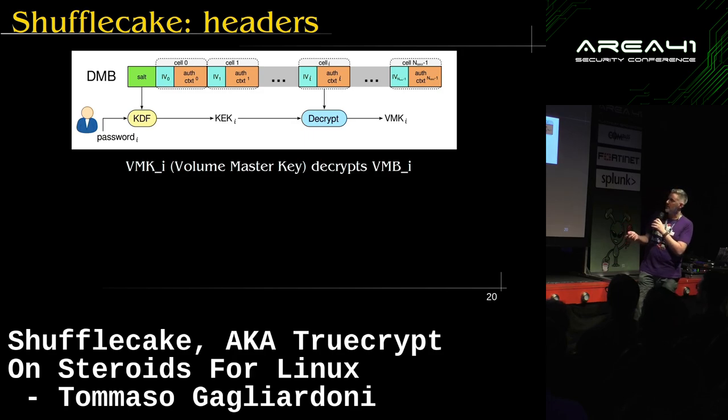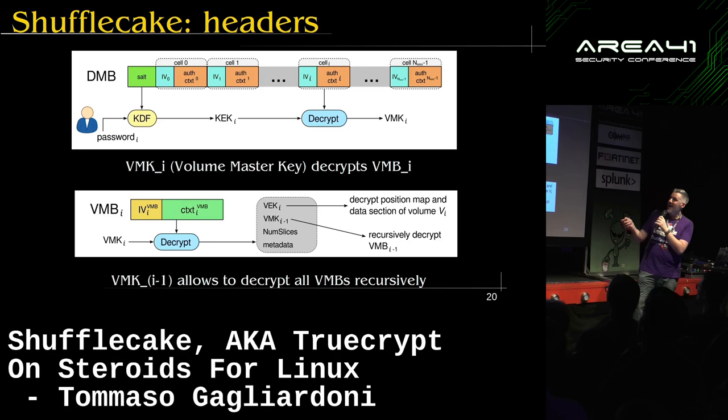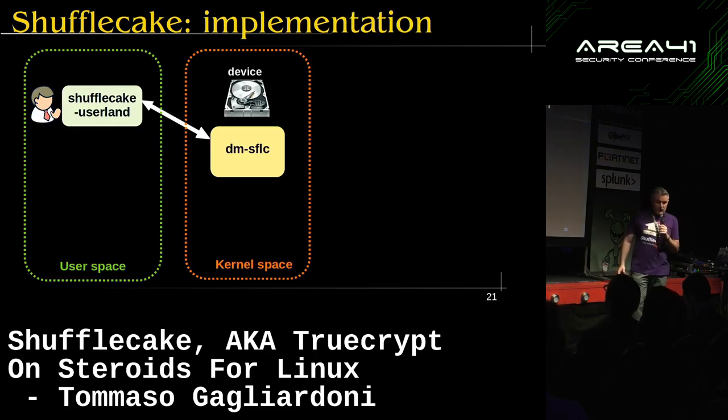I don't want to go too much into the detail of the header, but basically the idea is that every subheader of a volume also contains the encryption key of the less secret volume before itself in the chain. This is a cool feature, because it means that with a single password, Shufflecake can automatically open all the less secret volumes. This is good for usability, because you are asked only one password, and then you can work concurrently on all the less secret volumes. As for implementation, we split it into a userland tool and a kernel module.